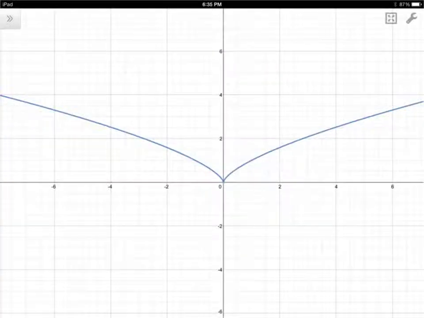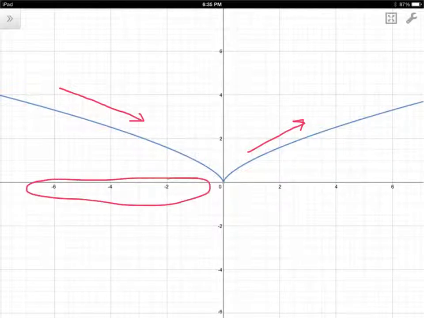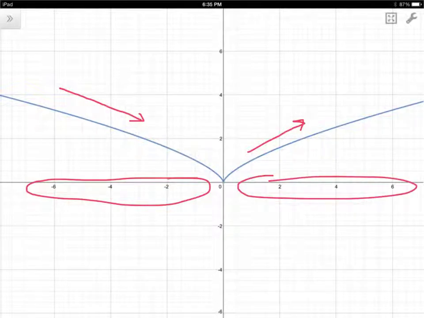So here's that function x to the 2/3, and you'll see this thing is decreasing on the left-hand side all the way up to 0, and it is increasing on the right-hand side from 0 to infinity. So we were correct. From negative infinity up to 0, the function is decreasing. From 0 to infinity, the function's increasing. That was a little bit better.